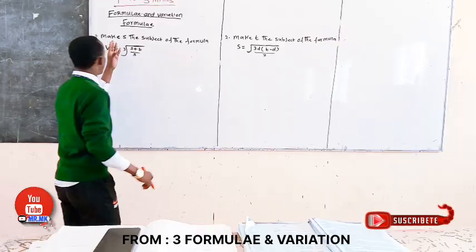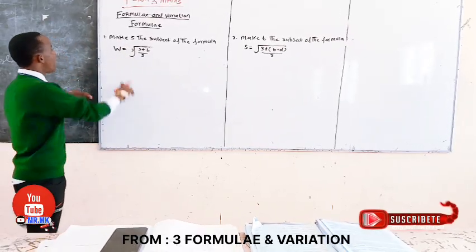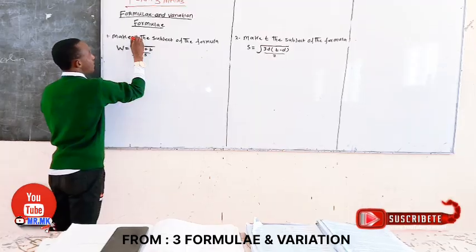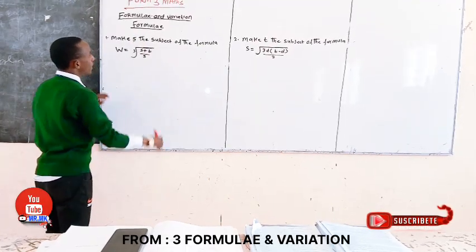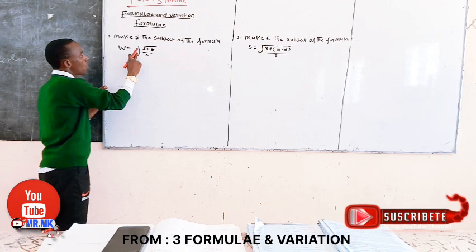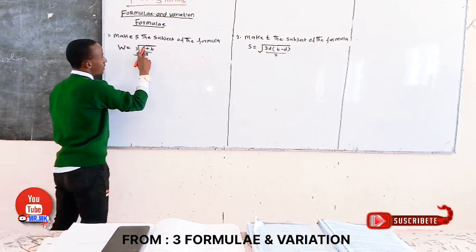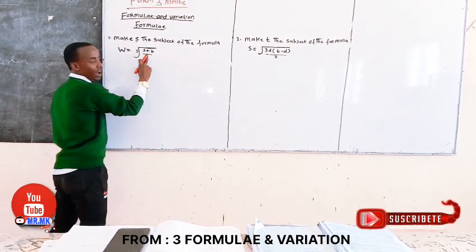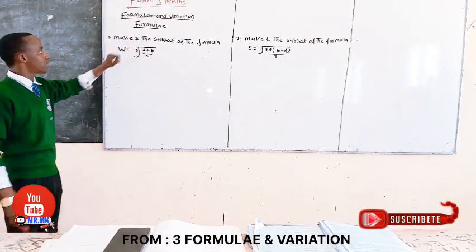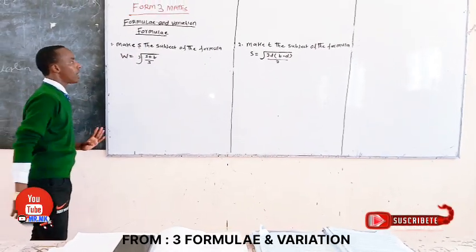Now, let's do it together. Make S the subject of the formula. W is equal to the cube root of (S plus T) over S. How can I make S the subject of the formula?